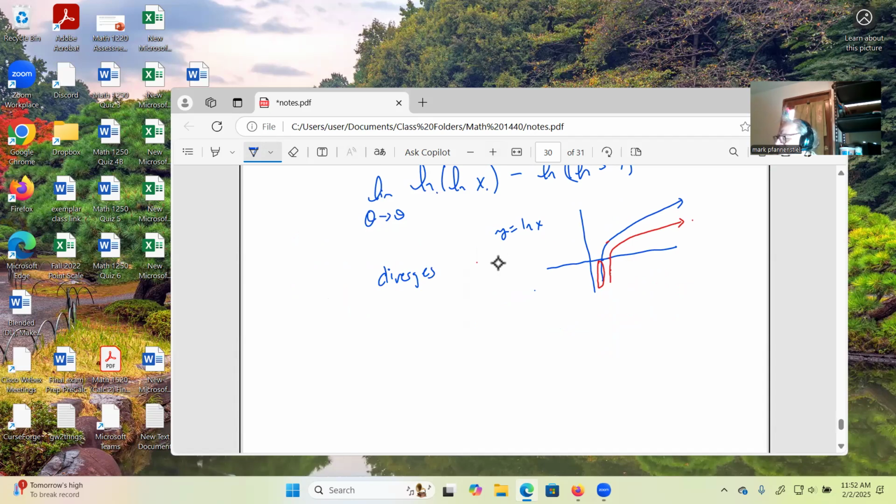The natural log of infinity is still going to be infinity. And we're never really going to get a finite value. So this whole thing diverges and we're done.